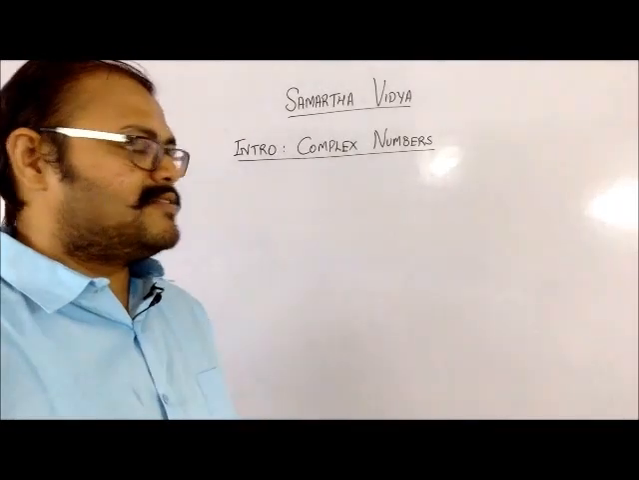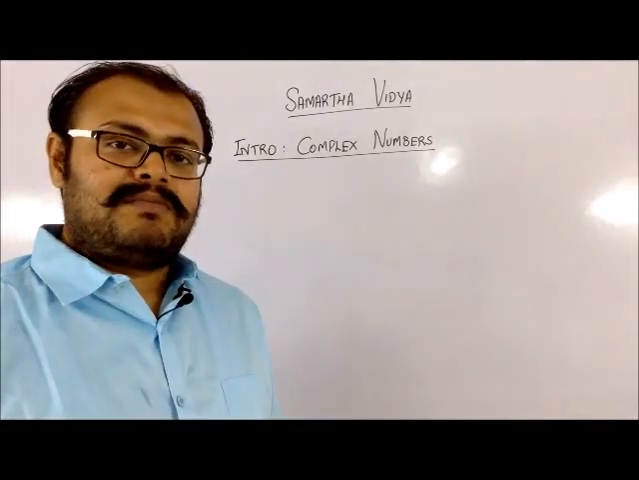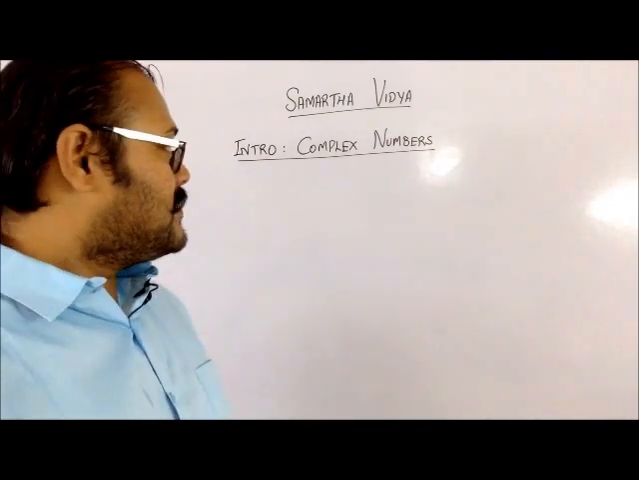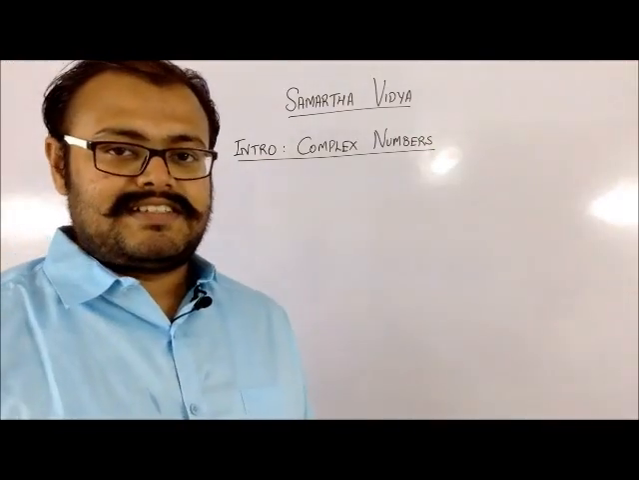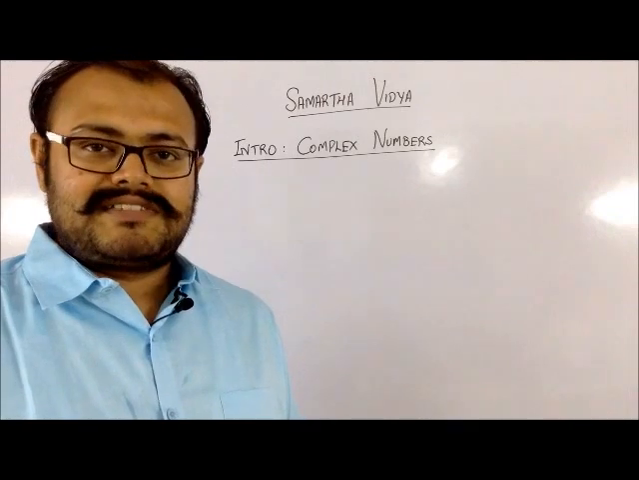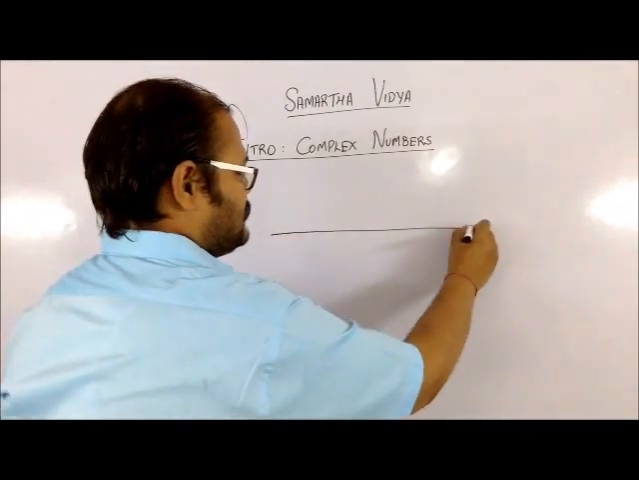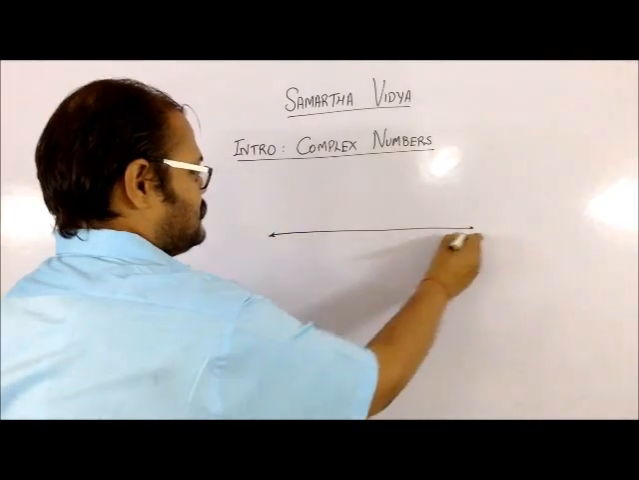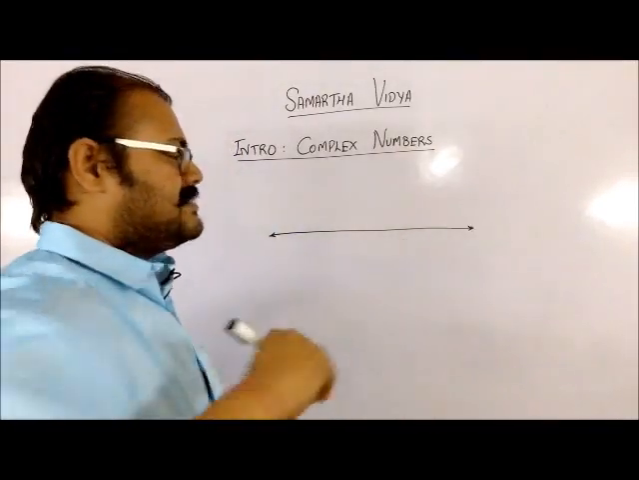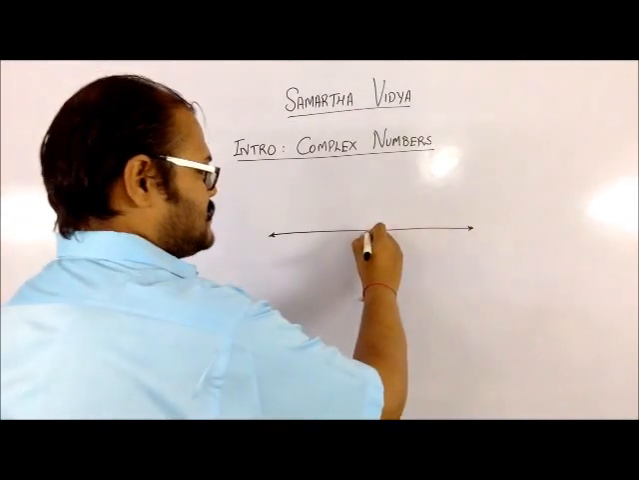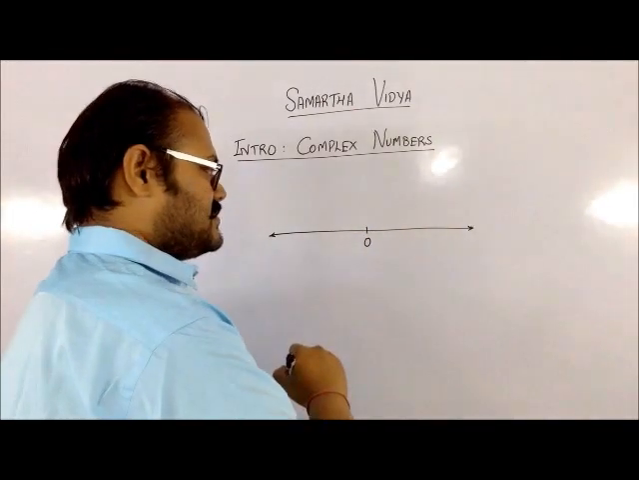Today we are going to introduce ourselves with what are complex numbers. So before we go into what are complex numbers, let us understand what are real numbers, which we already know. A real number system is represented by a straight line in which my center is my 0.